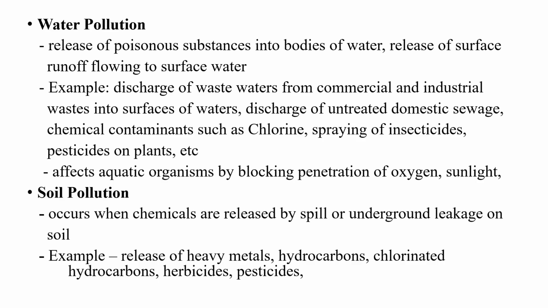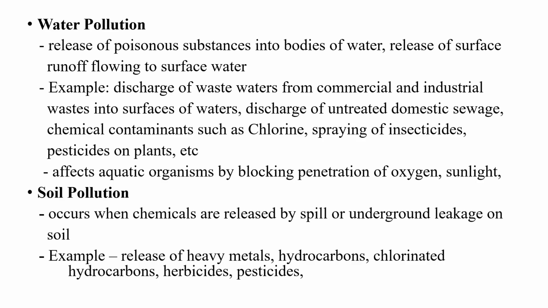Now another one we're going to look at is soil pollution. Soil pollution occurs when chemicals are released by spill, that is when they are spilling on the land or on the soil, or when you have leakages from underground pipes or underground tubes or large pipes that are being used to convey certain materials.